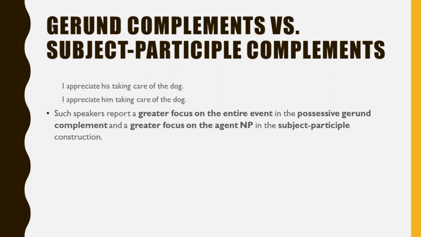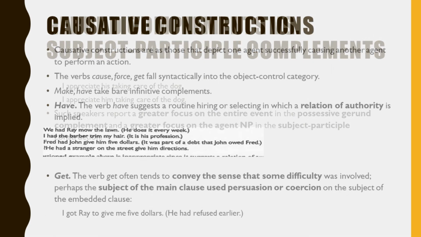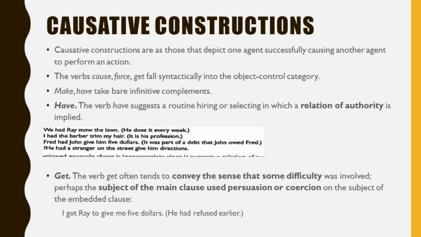For some speakers of English, there is a semantic contrast for verbs taking both the possessive gerund complement and the subject-participle construction. For example, "I appreciate his taking care of the dog." "I appreciate him taking care of the dog." Some speakers said that in the possessive gerund complement, a greater focus is on the entire event, while for the subject-participle construction, a greater focus will be on the agent noun phrase. And the last one is the causative constructions.